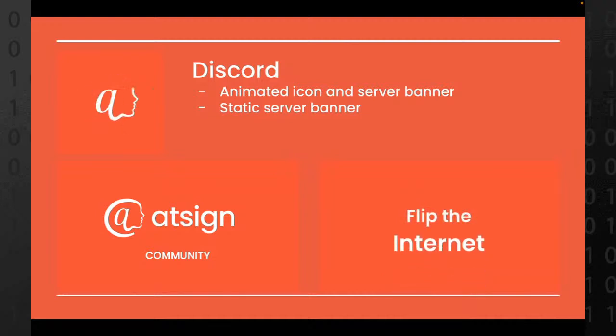And on the bottom right, you can see the animated server banner, as well as on the left, just the static @sign community. These are really important for making sure that there's a clear brand identity for @sign and really pushing that @sign orange and keeping everything pretty simple, especially while we're still developing what we want people to see when it comes to graphics. So keeping it simple while other stuff may be in the works.